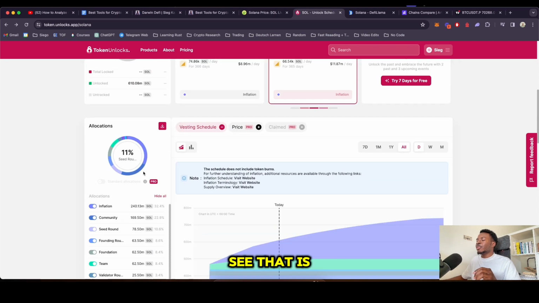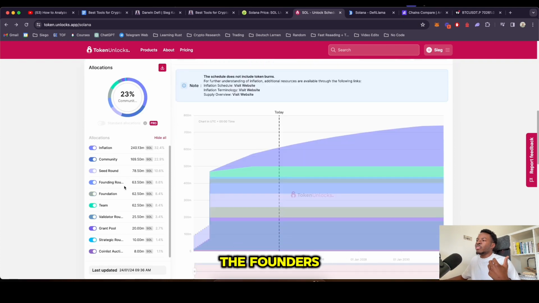So I think it's a pretty good allocation for this project, because what you don't want is a project that has 50% allocation to the founders, or 60% allocation to the internal members, the founding members. You want an even allocation between the community and the members, and also other initiatives that go into the protocol.